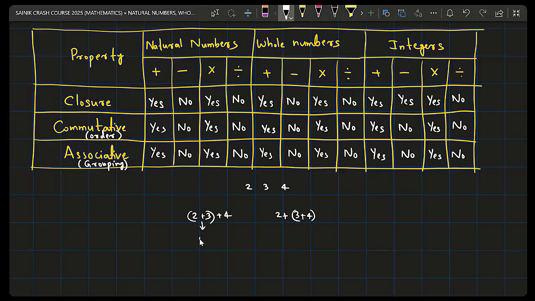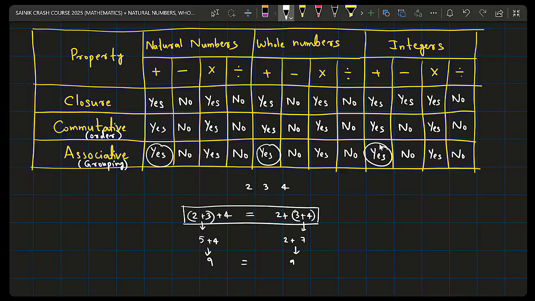2 plus 3 is 5, plus 4. Here 3 plus 4 is 7, which is added to 2. So 5 plus 4 gives 9, and 2 plus 7 also gives 9. Are we getting the same answer or not? Yes, sir. That means whichever two you group first, you are going to get the same answer in addition, right? They're satisfying in addition. All types of numbers are satisfying in addition.